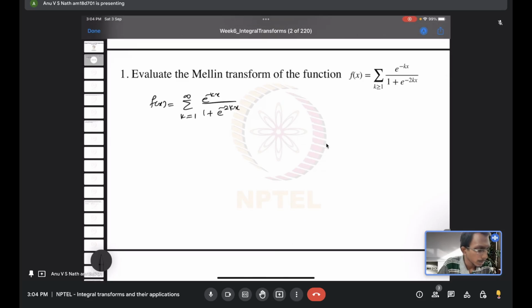Now we need to take the Mellin transform. The Mellin transform of any function f of x, let's say from variable x to s, is given as the integral from 0 to infinity of f of x times x raised to s minus 1 dx. That's just the definition.